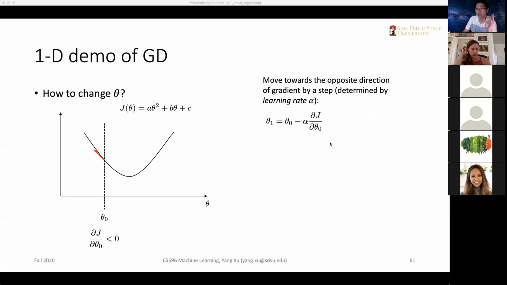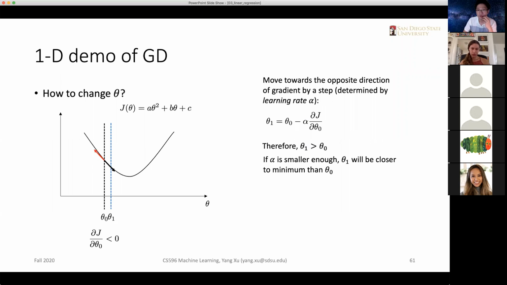So we get a theta 1 from theta 0. Because it's a little step, we move theta 1 towards the right of theta 0 a little bit. If alpha is small enough, so if alpha is not a big number, the blue dashed line will not go way to the right. It only moves towards the right a little step. So the result will be that theta 1 will be closer to the minimum point than theta 0.